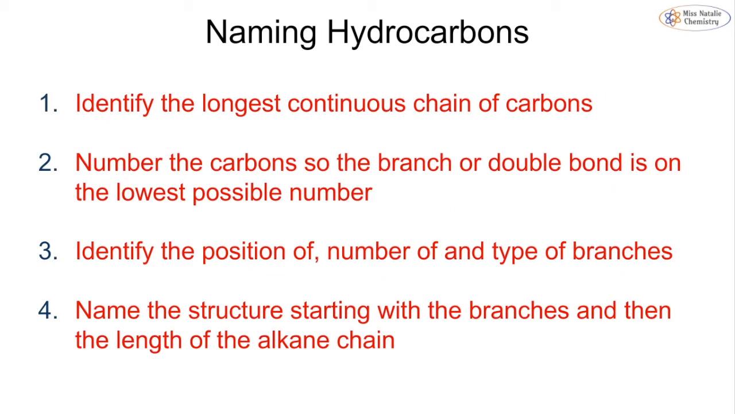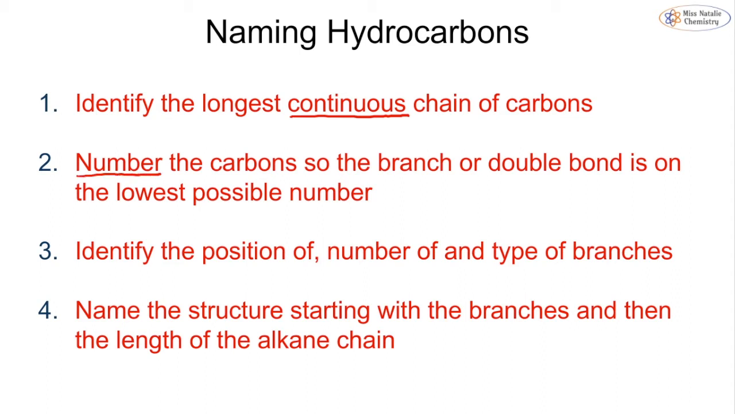You do 4 steps. Firstly, you identify the longest continuous chain of carbons. So the easiest way to do that is start at one end of the molecule and count until you reach the other end. And you may need to do this 2 or 3 times because the chain may twist or may change direction, and you want to make sure then that you have the highest possible number, and that's your longest chain.